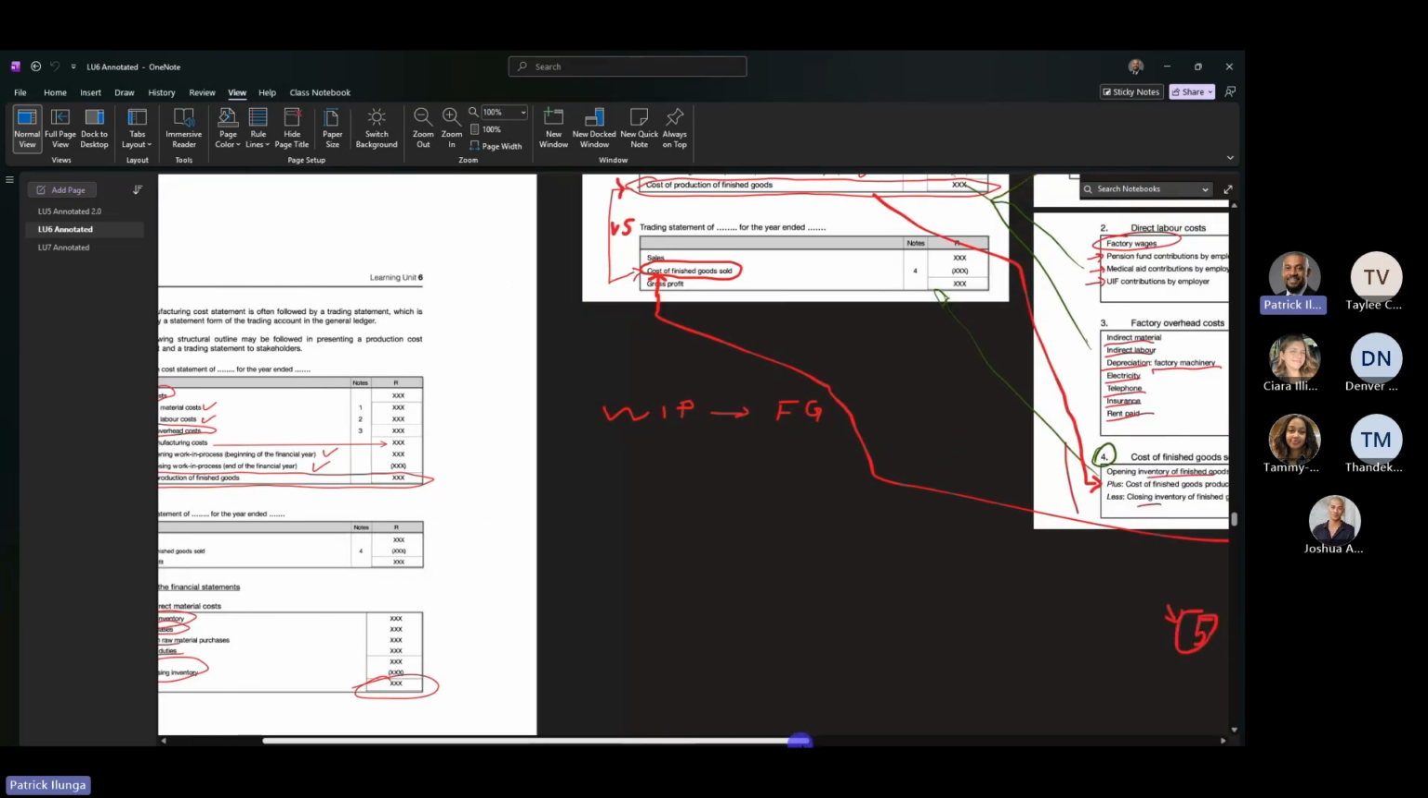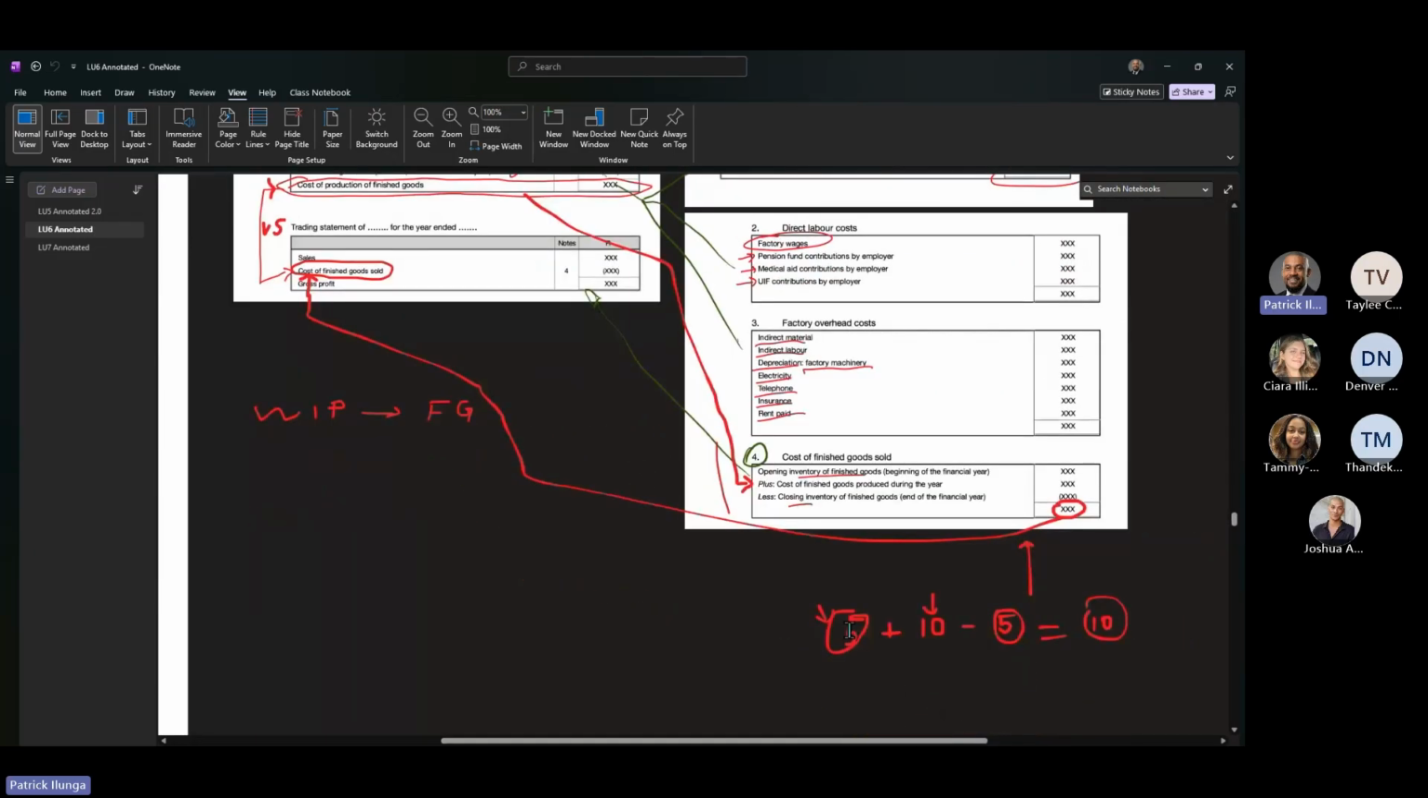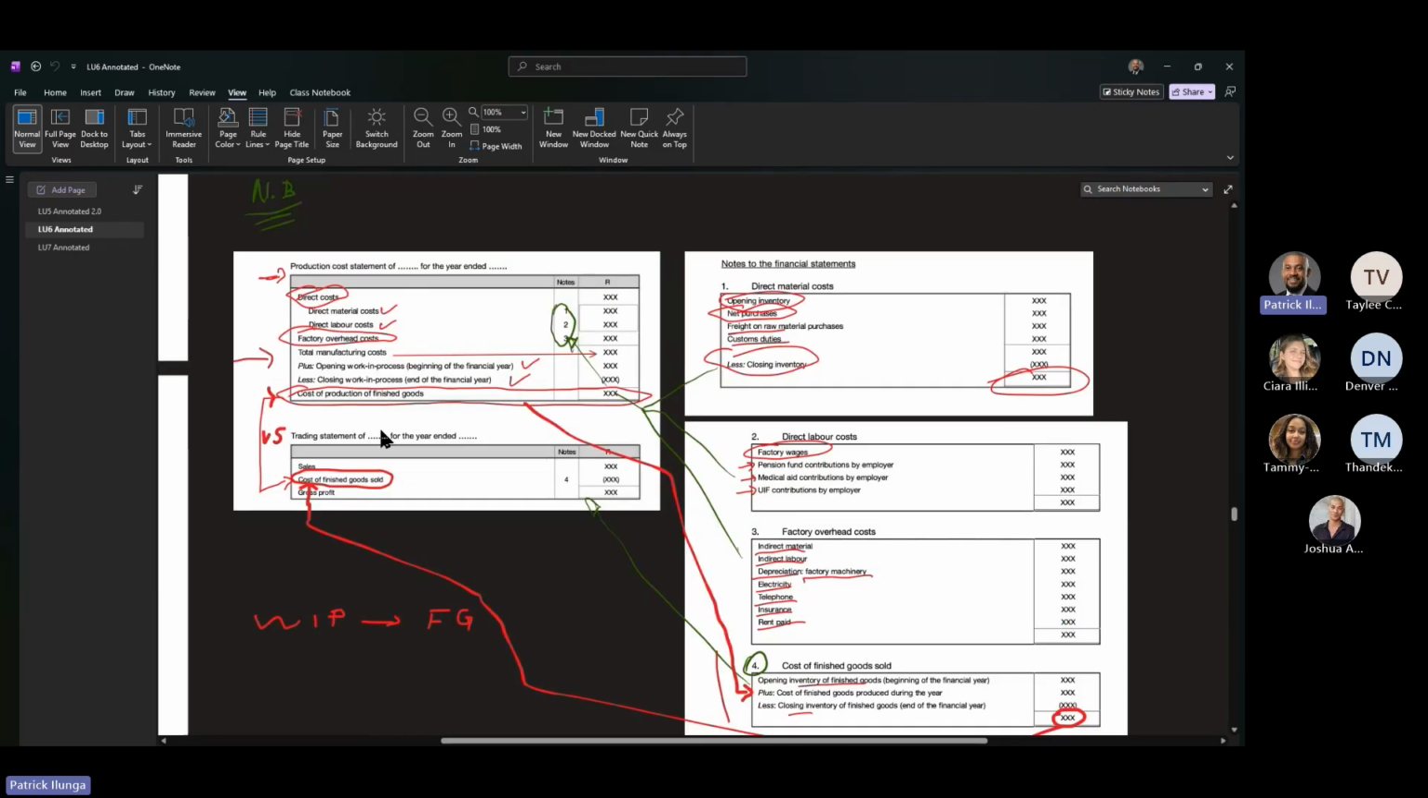So these are the 2 little statements. You can't fail them in an exam. The example I gave you right now is here. This is the example I gave you. I say you need to look at note number 4. Note number 4 for cost of finished goods sold. Because the cost of finished goods sold is the one that you're going to use in your trading statement. Production statement, trading statement. Production statement will give you the cost of production of finished goods. So all that was produced, all that was manufactured. These two things are different.